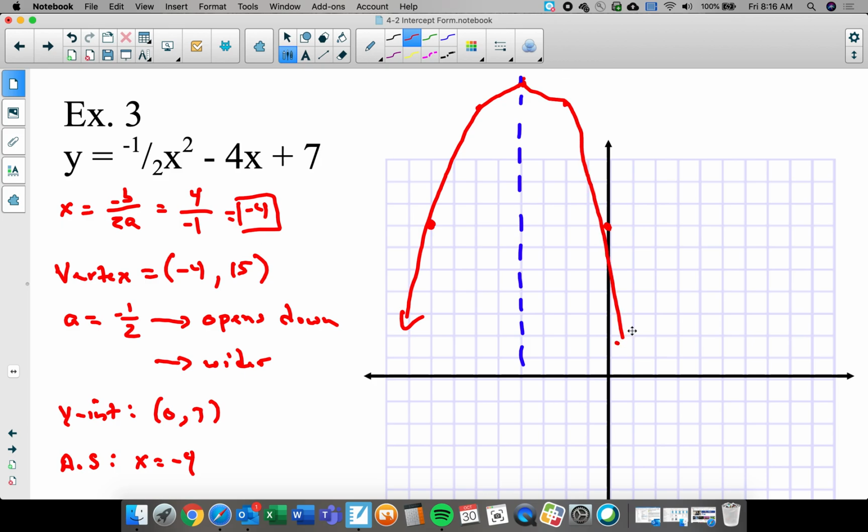All right. So there's what we end up with. And you notice it's a little bit wider parabola than normal because of that 1/2.